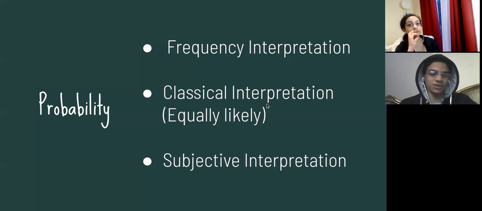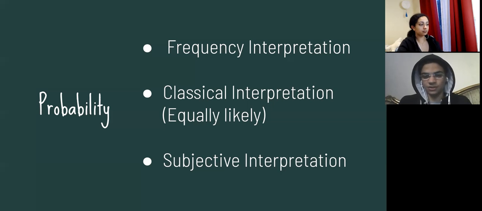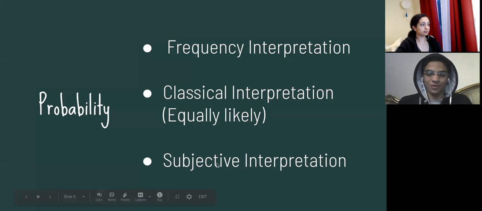And also it does not really specify how we deal with the non-equally likely things. So how can we interpret them? Even though we can calculate them, they fall meaningless under this interpretation. The third interpretation is the subjective interpretation.